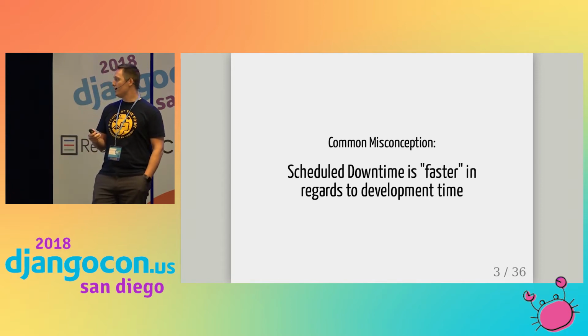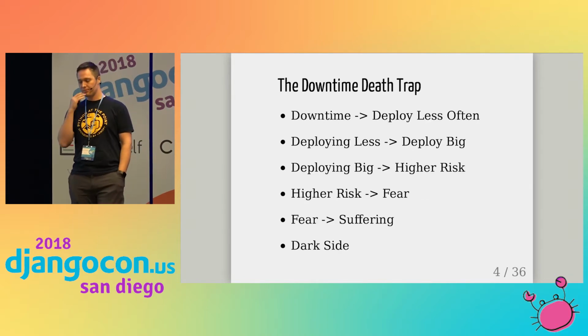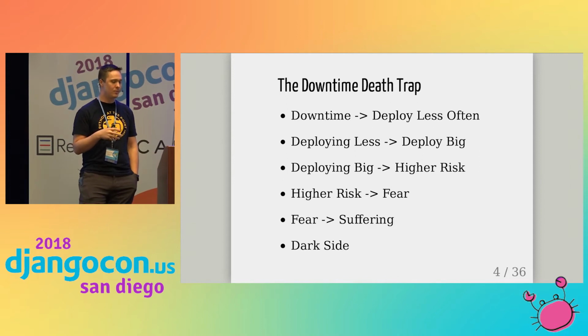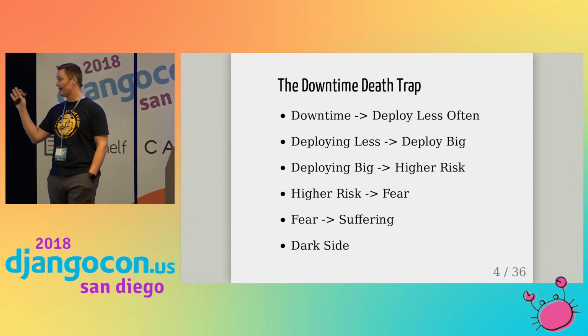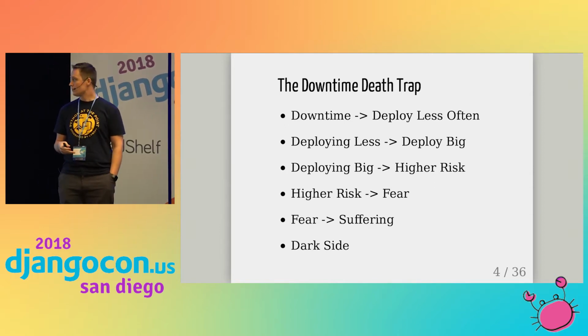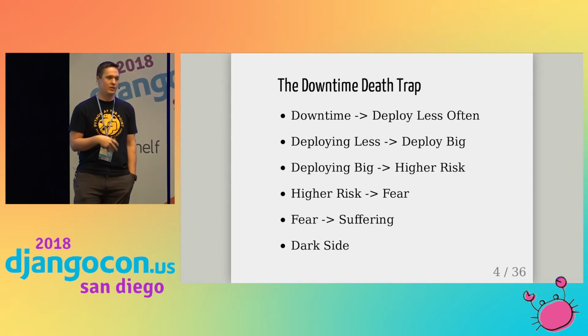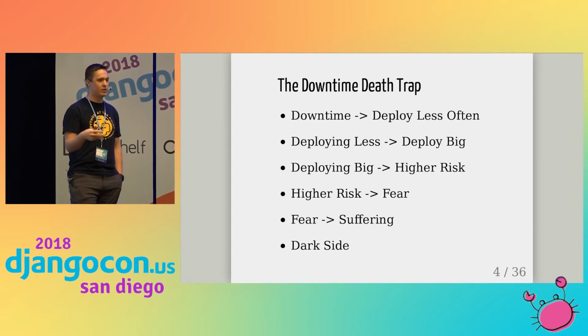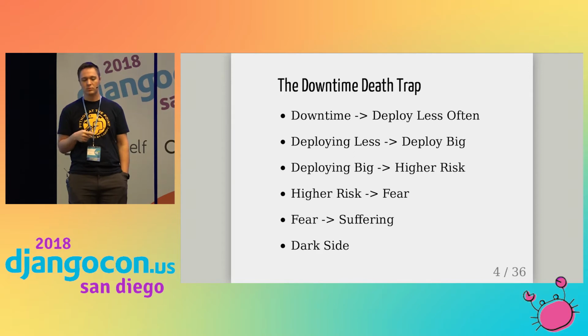So I think another reason we have downtime is because we're scared of deployments. And this is what I like to call the deployment death trap. Basically what this means is we have downtime when we deploy. And because we have downtime, we do it less often, right? It annoys your users if you're down. So you deploy less often so that you don't impact your users as much.